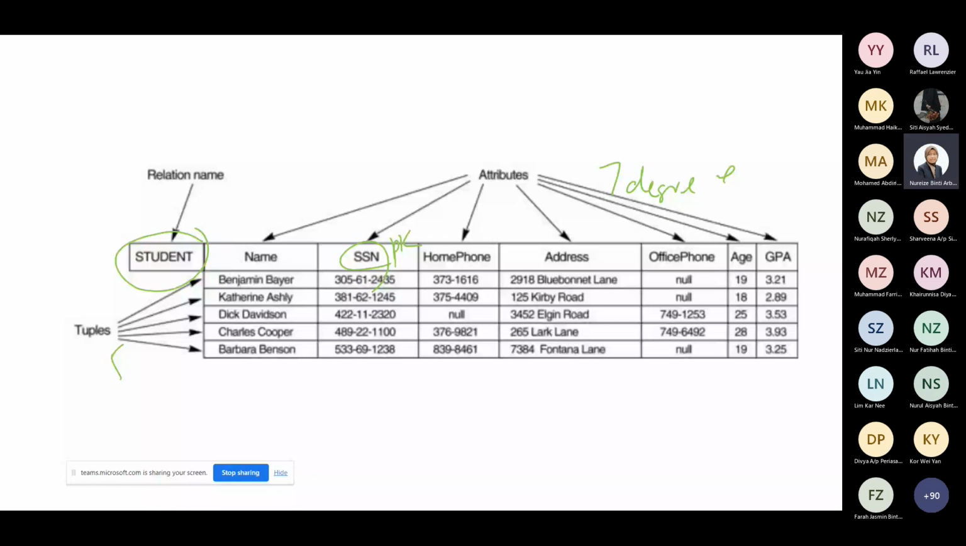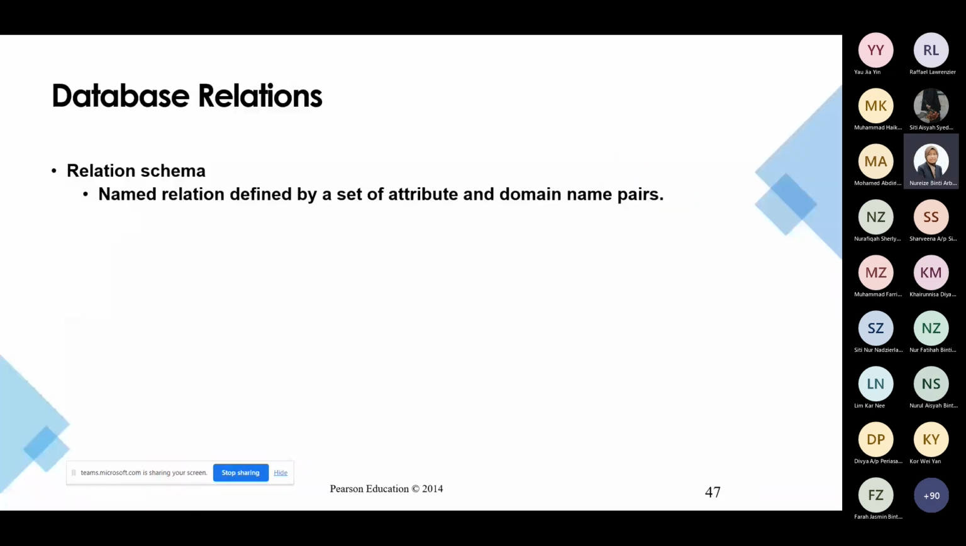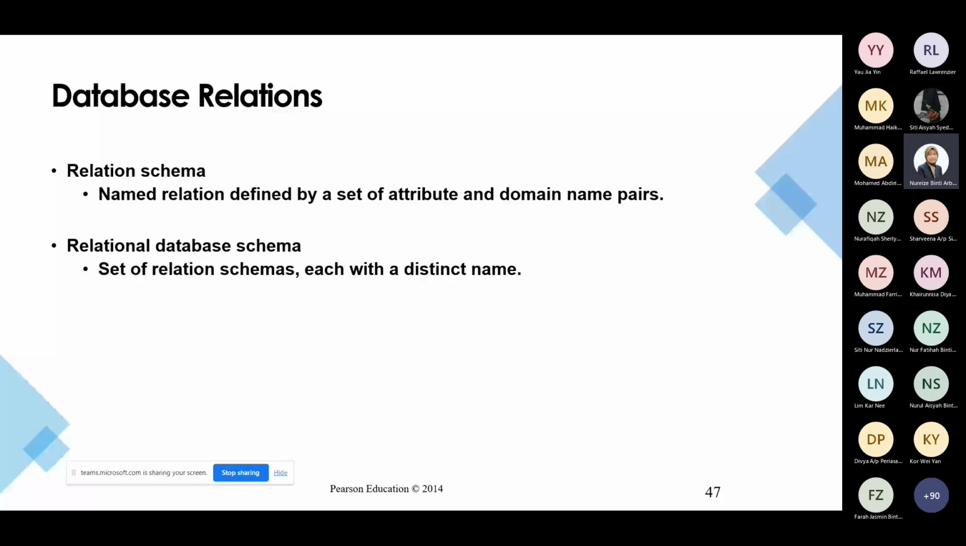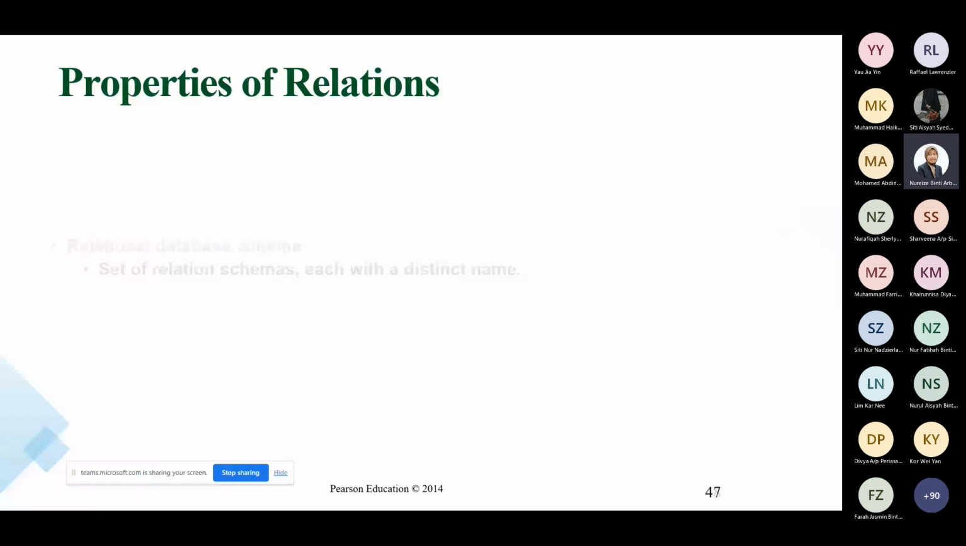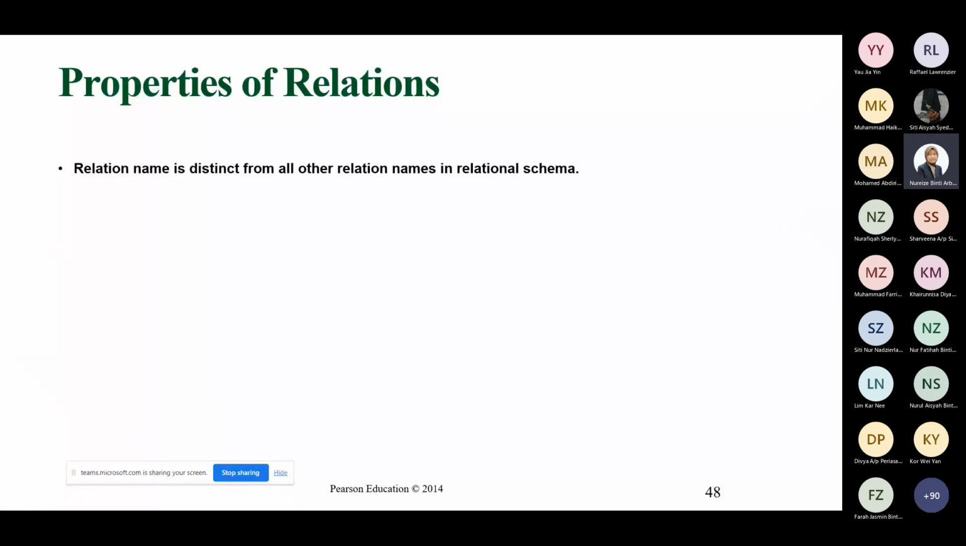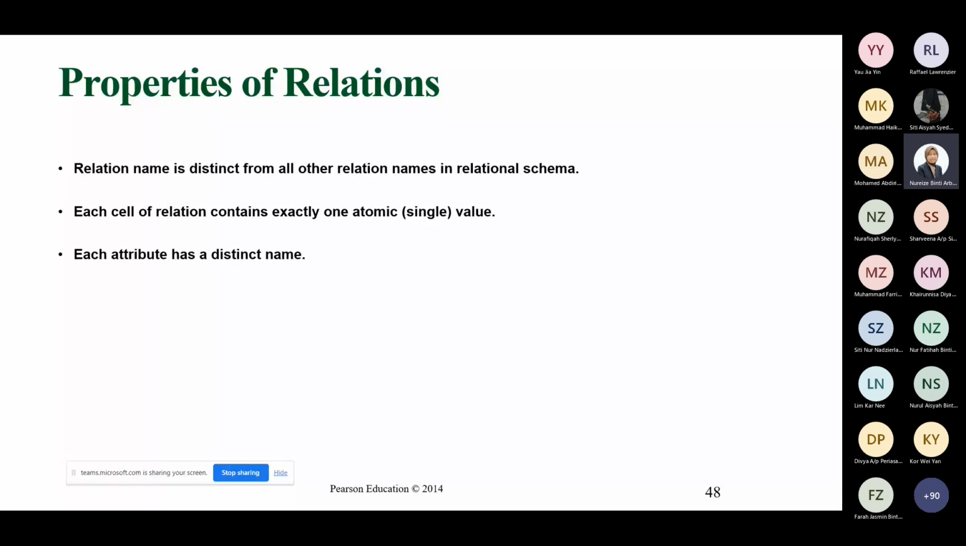Okay, database relation. Relation schema is the name of a relation defined by a set of attributes. I think this is a repeated definition. And then properties of relation. Relation name must be distinct from all other relation names in the relational schema, usually in one single database.